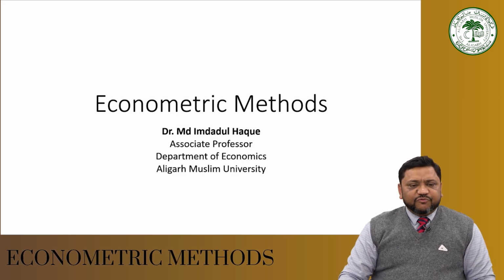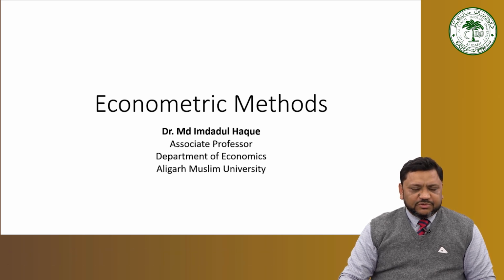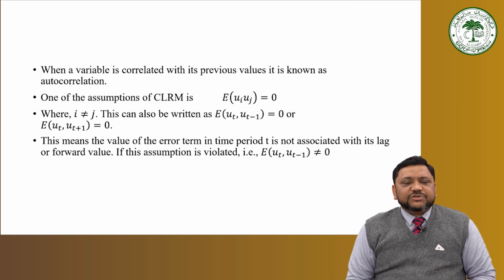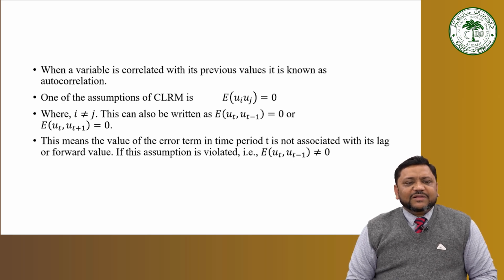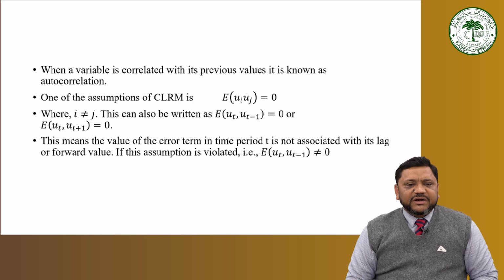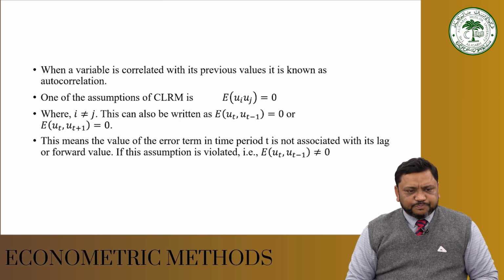Today, the discussion would be on the problem of autocorrelation. Autocorrelation is also referred to as serial correlation. One of the assumptions of the classical linear regression model was that the error term will not be related with its previous value. That is, the expected value of ui uj, where i and j stand for different error terms, will be equal to 0.